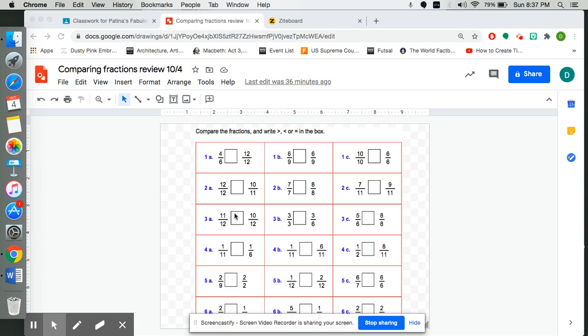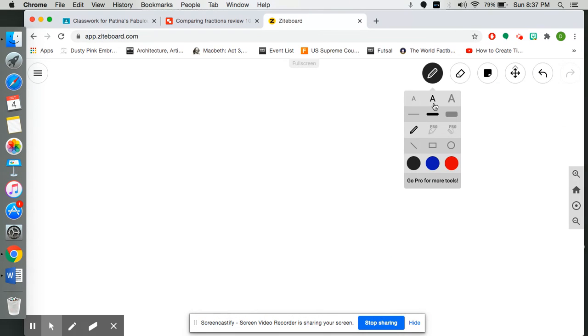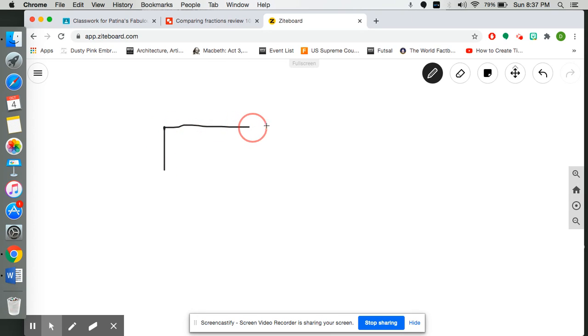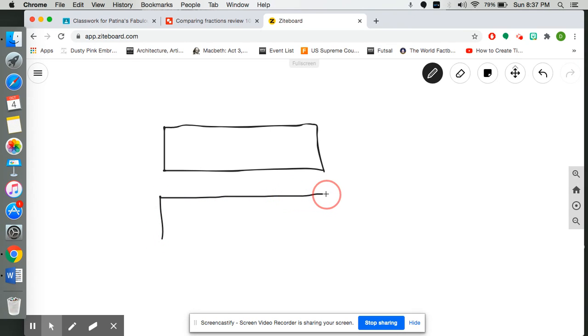So the first thing we're going to start with is the first one. It's 4/6 compared to 12/12. What always helps me is drawing a picture, and I like to use fraction bars because it's easier to compare fraction bars than it is to compare fraction circles. I try to make my rectangles as even as possible, but it's kind of hard to do that sometimes. Obviously, it's not going to be perfect, but I try my hardest. It's hard to draw on the computer.